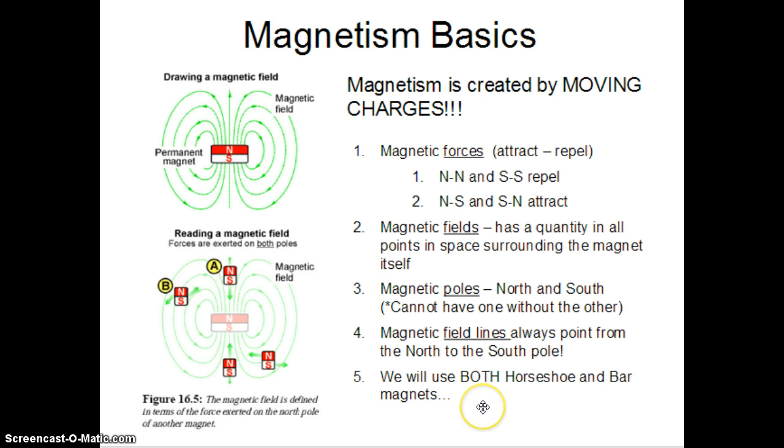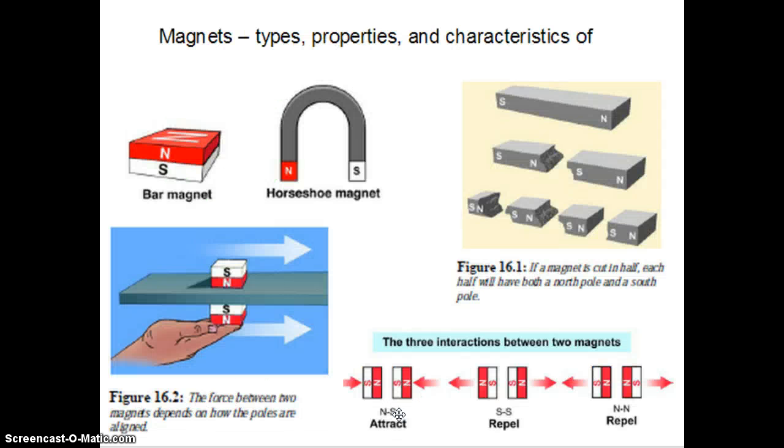In this unit, we'll be able to look at both horseshoe and bar magnets in the pictures. Here we've got two different types of magnets. We have a bar magnet, we have a horseshoe magnet, both of which have a north and south pole. If I take a regular magnet and I break it, its atomic alignments are already set up a specific way, so it will exhibit north and south pole even when broken. Doesn't matter how many times I break it.